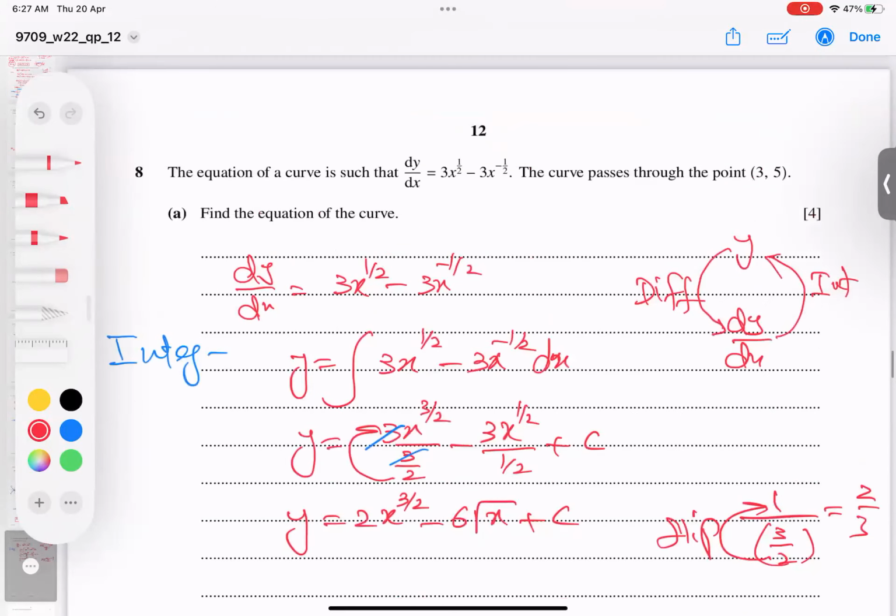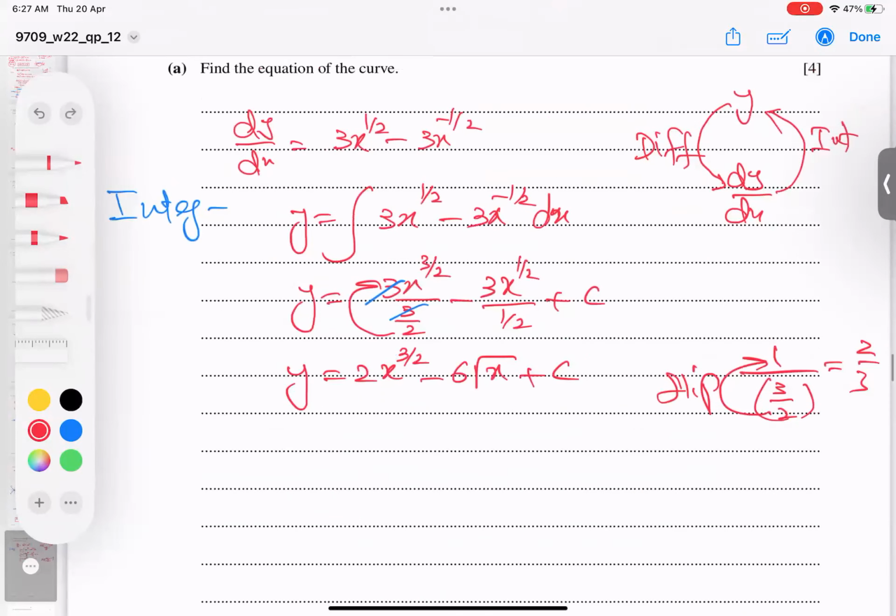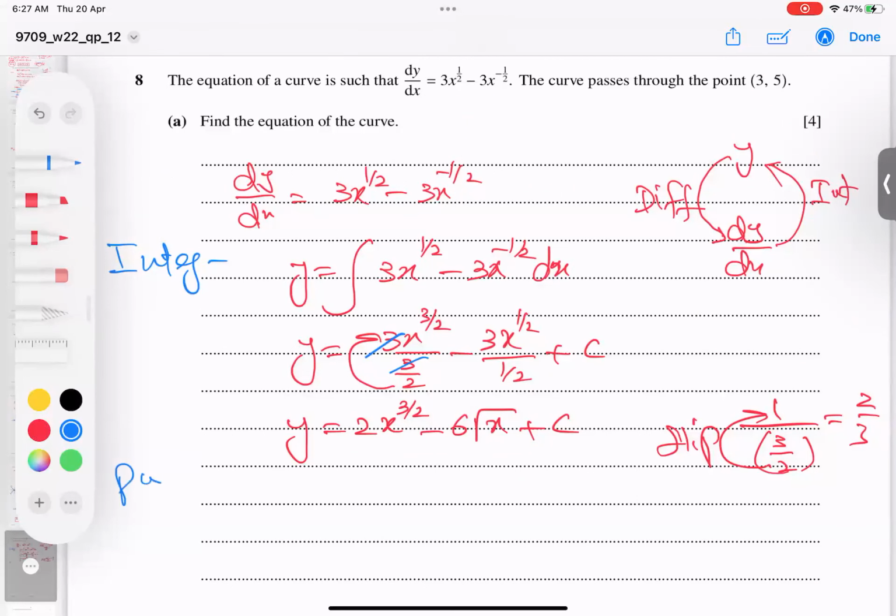Now I will plug in to get C. This point is very important. I'm going to put x value 3 and y value 5. So 5 will come here. I get 5 equals 2 times 3 to the power 3 by 2, and one minute, let me check. Root x, x is 3. Correct. So now I'm writing it here: the root of 3.